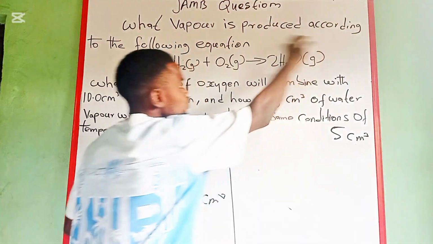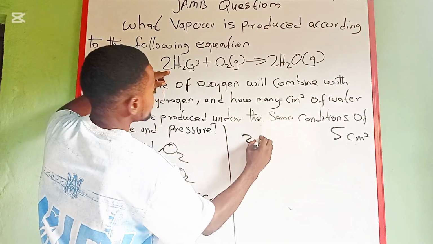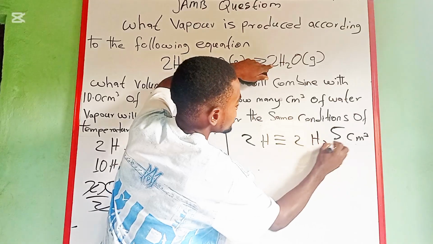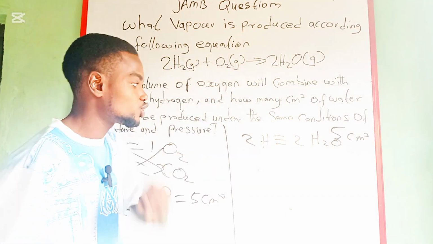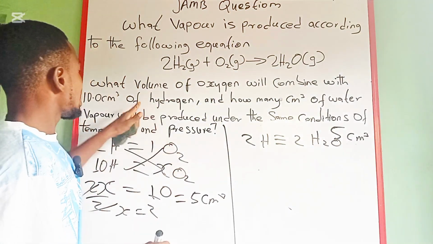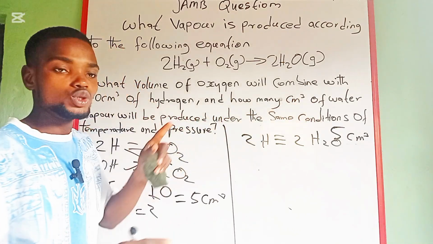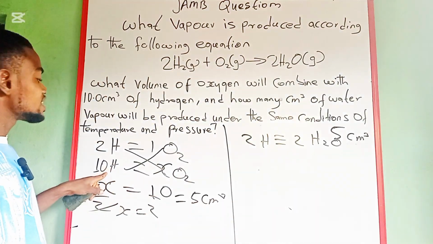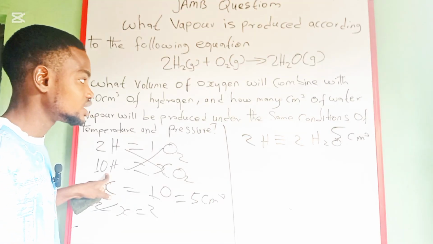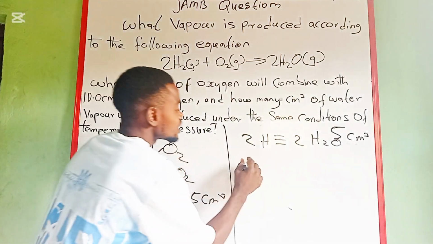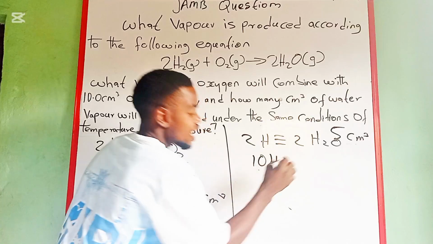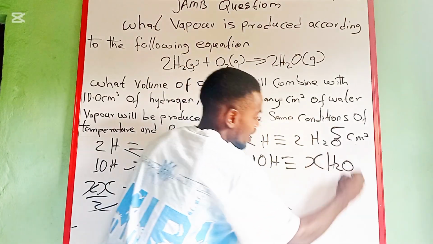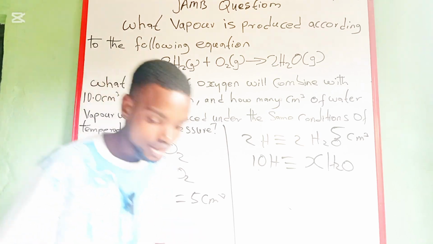So generally we know that 2 volumes of hydrogen is equal to 2 volumes of water vapor. Remember that is in cm cube. Now the question asks us how many cm cube of water is produced, and where is it produced? In that our new equation whereby we use 10 cm cube of hydrogen. Are you getting me? So we use 10 cm cube of hydrogen. 10 volumes of hydrogen is equal to x water vapor. Hope you're understanding.